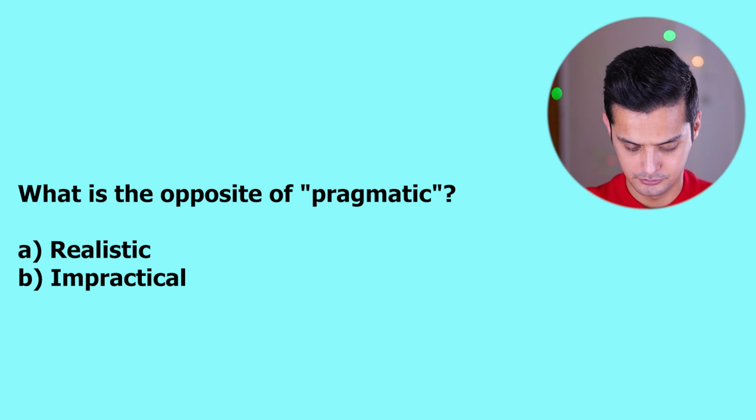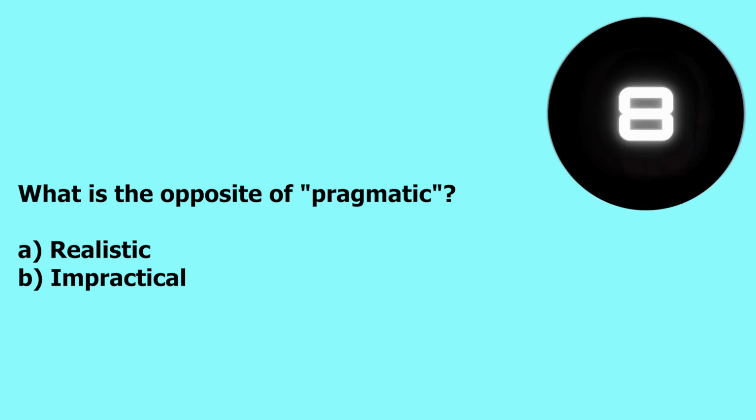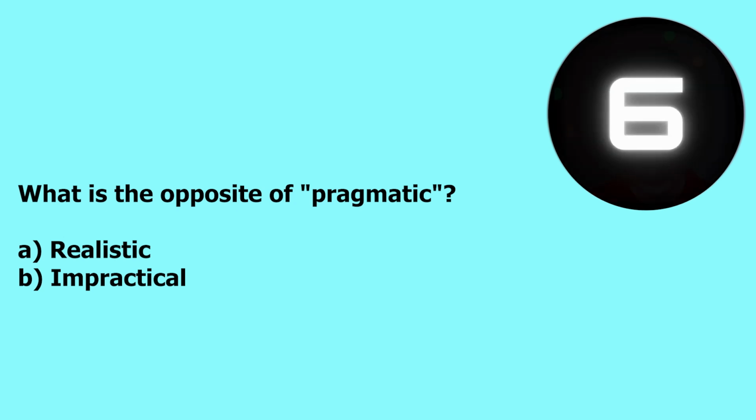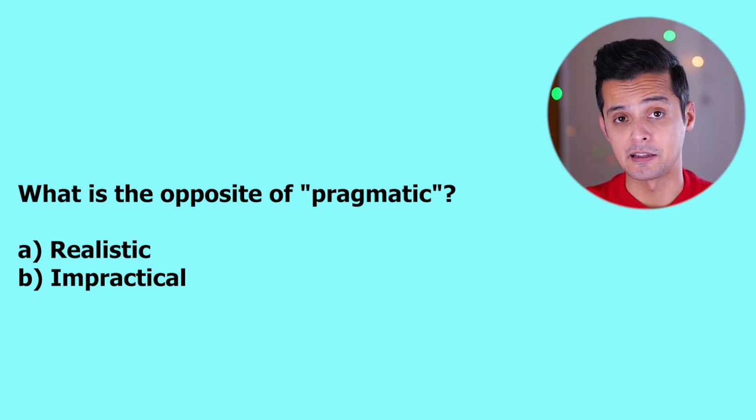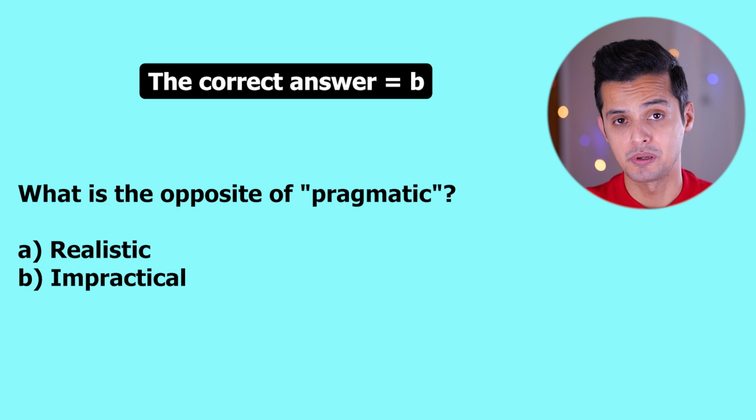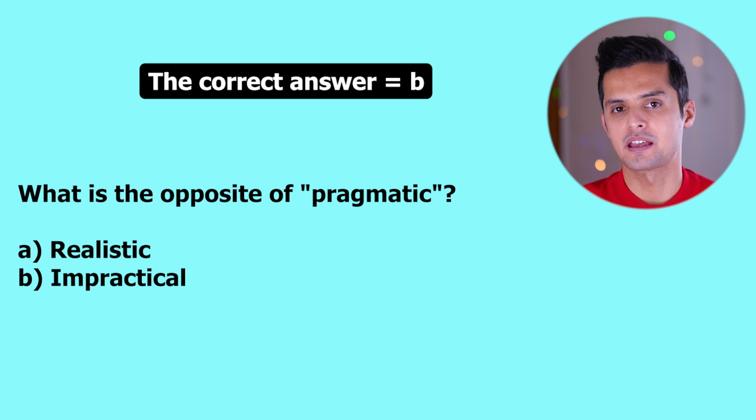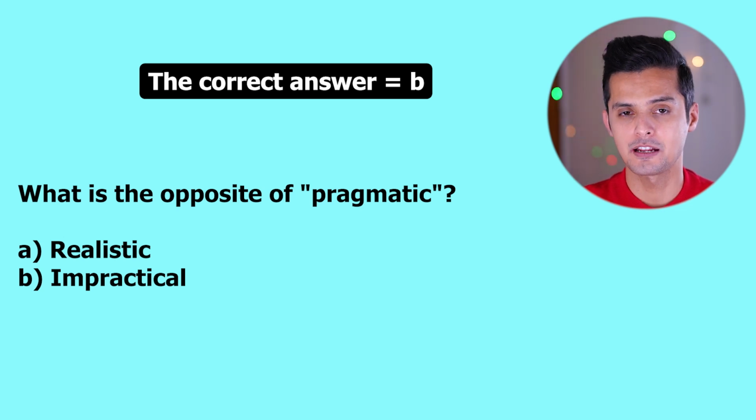You have 10 seconds to find the correct answer. What is the opposite of pragmatic? The correct answer is choice B, impractical. The opposite of pragmatic is impractical, because pragmatic means practical. The opposite of it is impractical, so the correct answer is choice B.